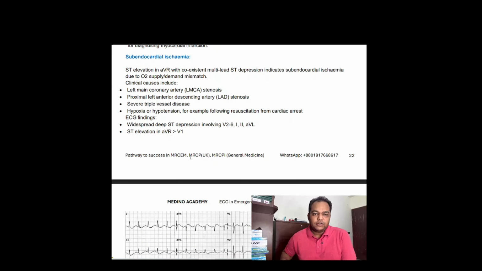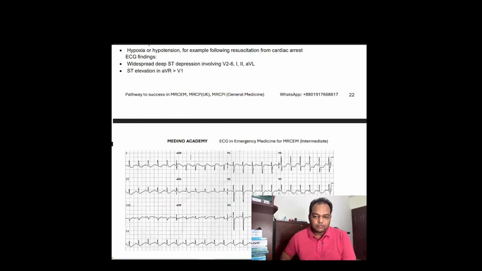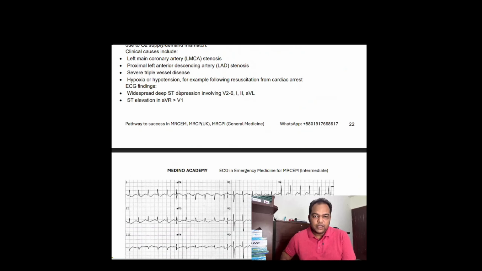Now, subendocardial ischemia. Ischemia is represented by ST depression.